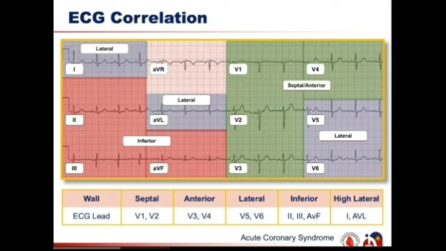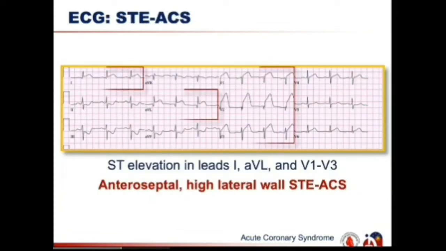Now let us look at some examples. Kindly focus your attention on the leads highlighted by the red boxes. Note the ST segment elevation in leads V1 to V3 and 1 and aVL. Hence, this ECG is read as anteroseptal and high lateral wall myocardial infarction.